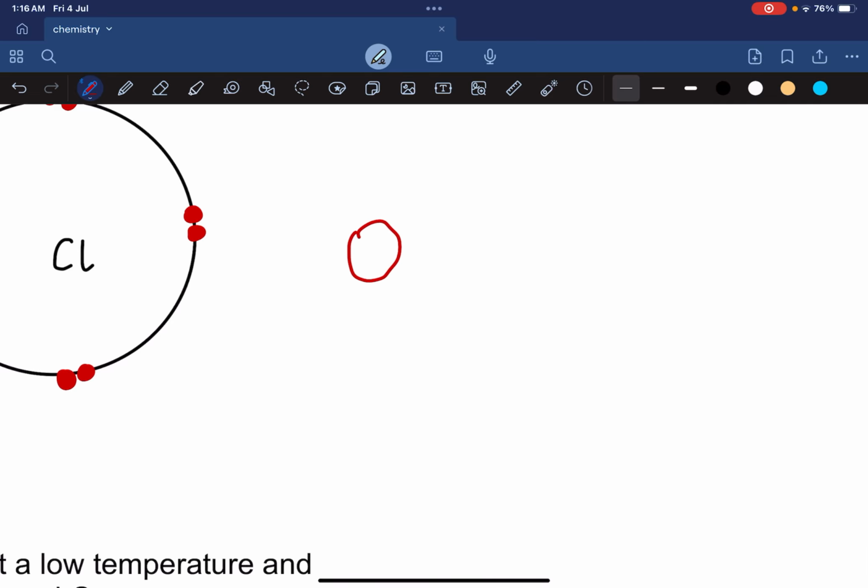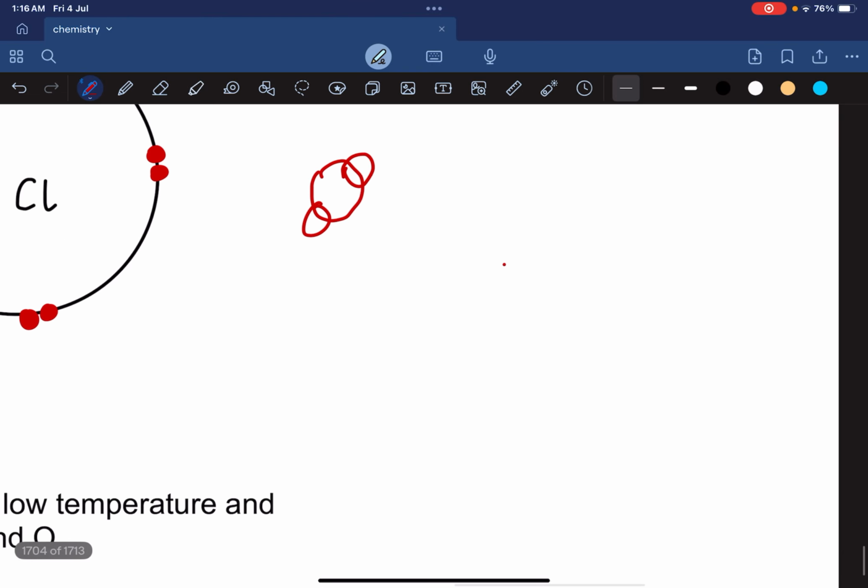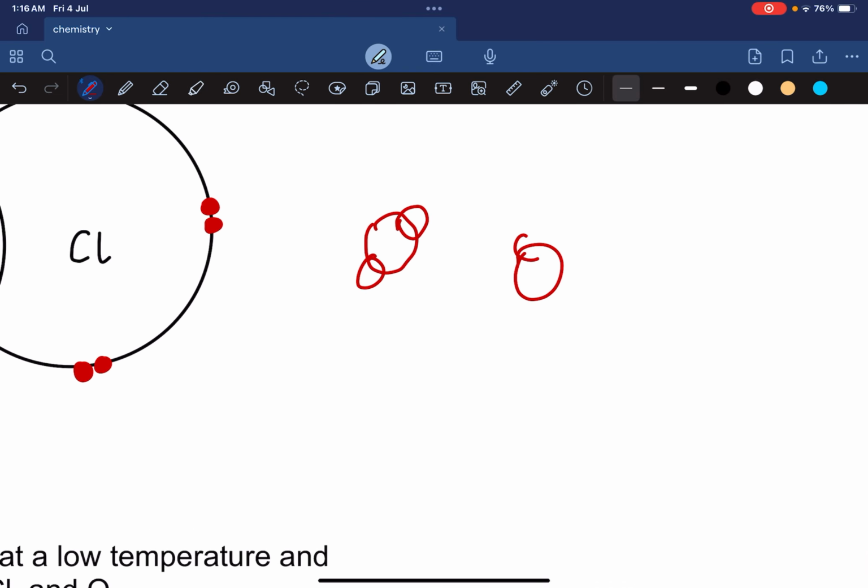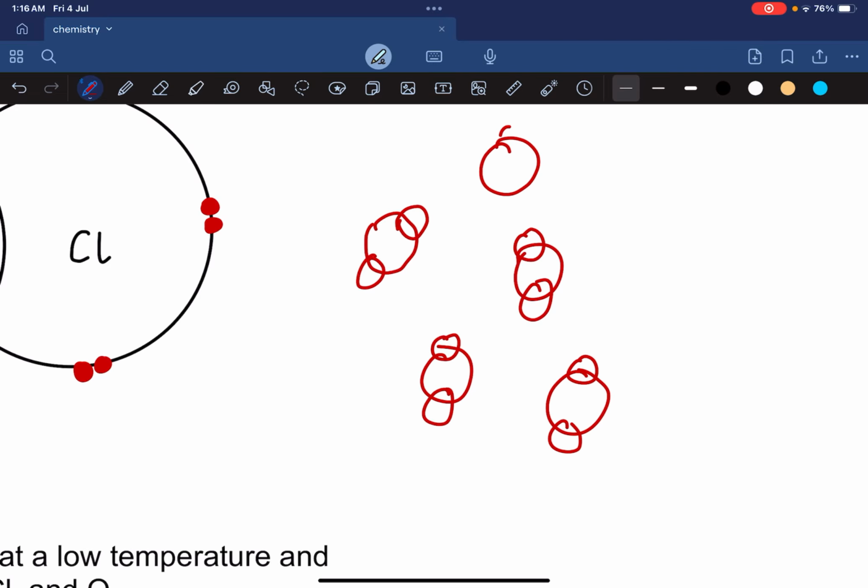This is 1 oxygen, 2 chlorines. That is Cl2O. 1 oxygen, 2 chlorines. You have a sample of this thing, 1 oxygen and 2 chlorines. When you're boiling it, this small thing is the chlorine, and the big one is oxygen. Just for reference, I've drawn it like this.